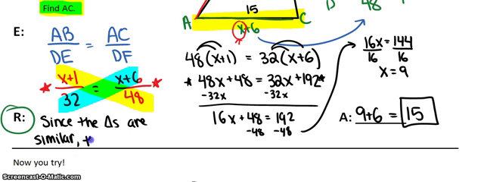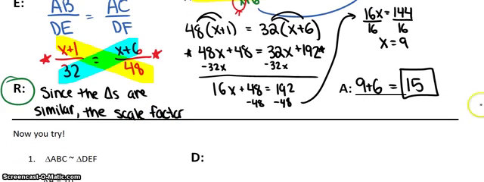their scale factors are the same, or the scale factors between the dimensions are the same. You can say the scale factors are the same. You could also say the sides are proportional, whatever you want to say. I'm just giving you an idea.